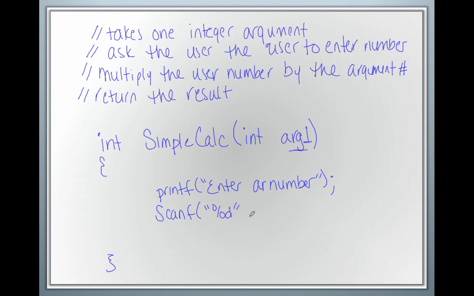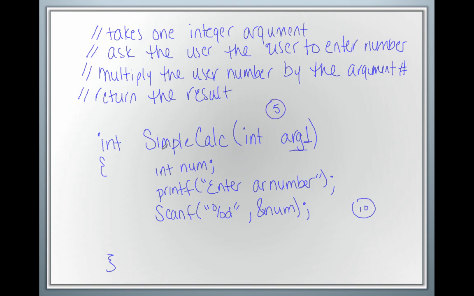Now, we don't want to scan into arg1 because we want to use arg1 in our calculation. So we need to declare a different number to scan into. So we will scan into num. So we're going to get a value for number. Say we got the value 10 for this number. And say arg1 came in as a 5.